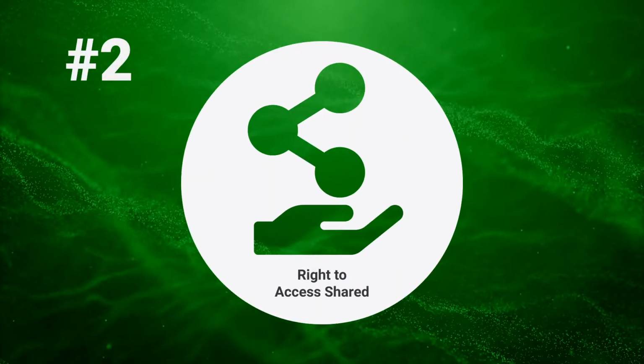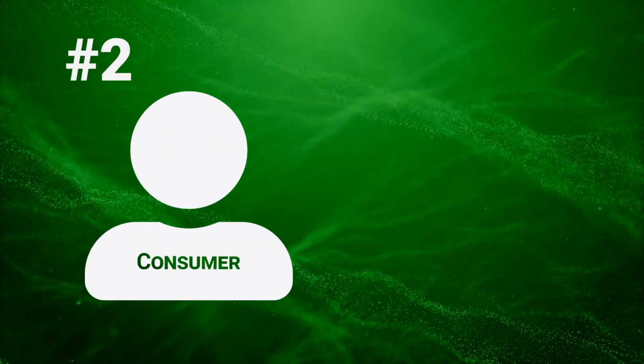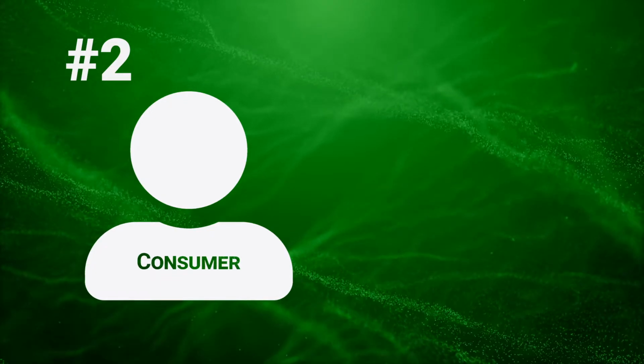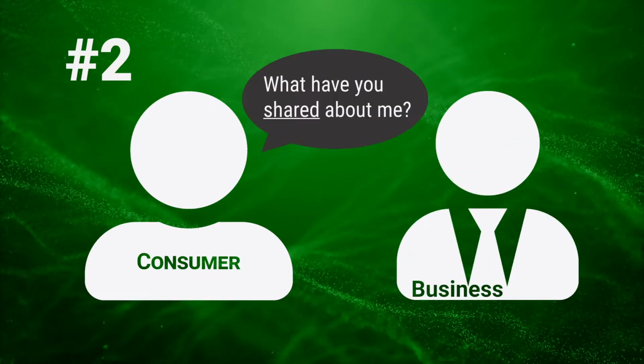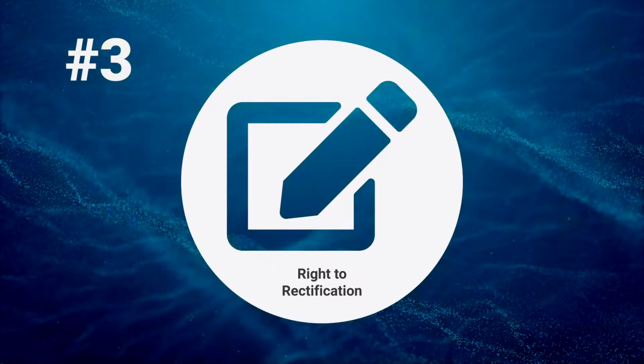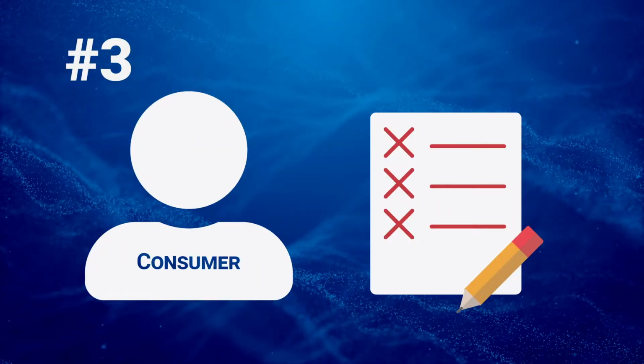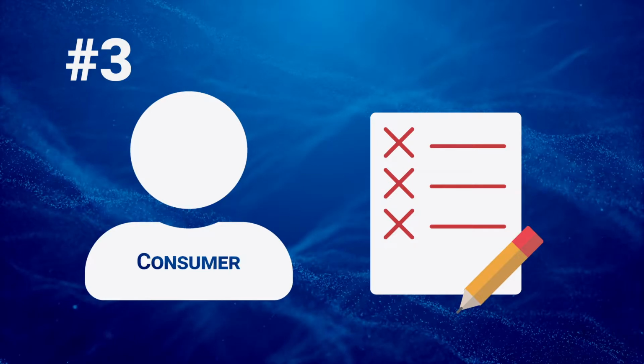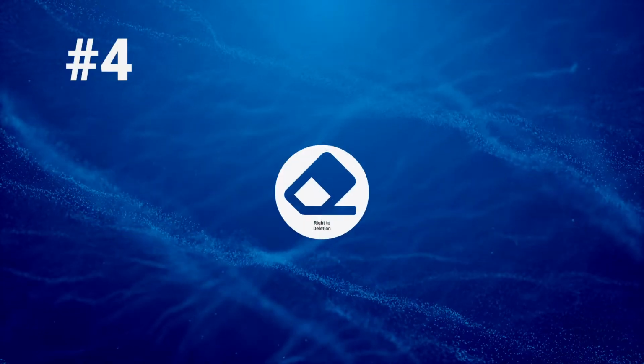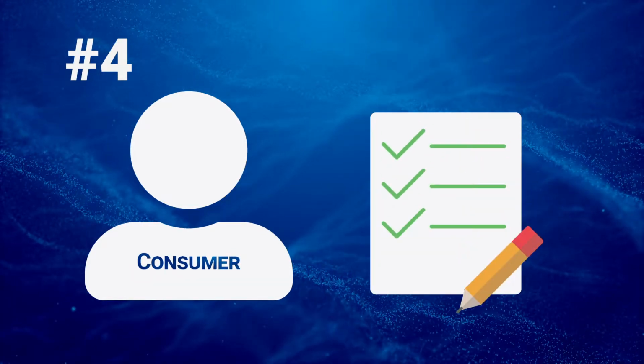Second is the right to access shared. This allows consumers access to any personal information shared by a business with a third party. Third is the right to rectification. This means a consumer can request that incorrect or outdated personal information be corrected. Fourth is the right to deletion. Under certain conditions, a consumer can request their personal information be completely deleted by a business.